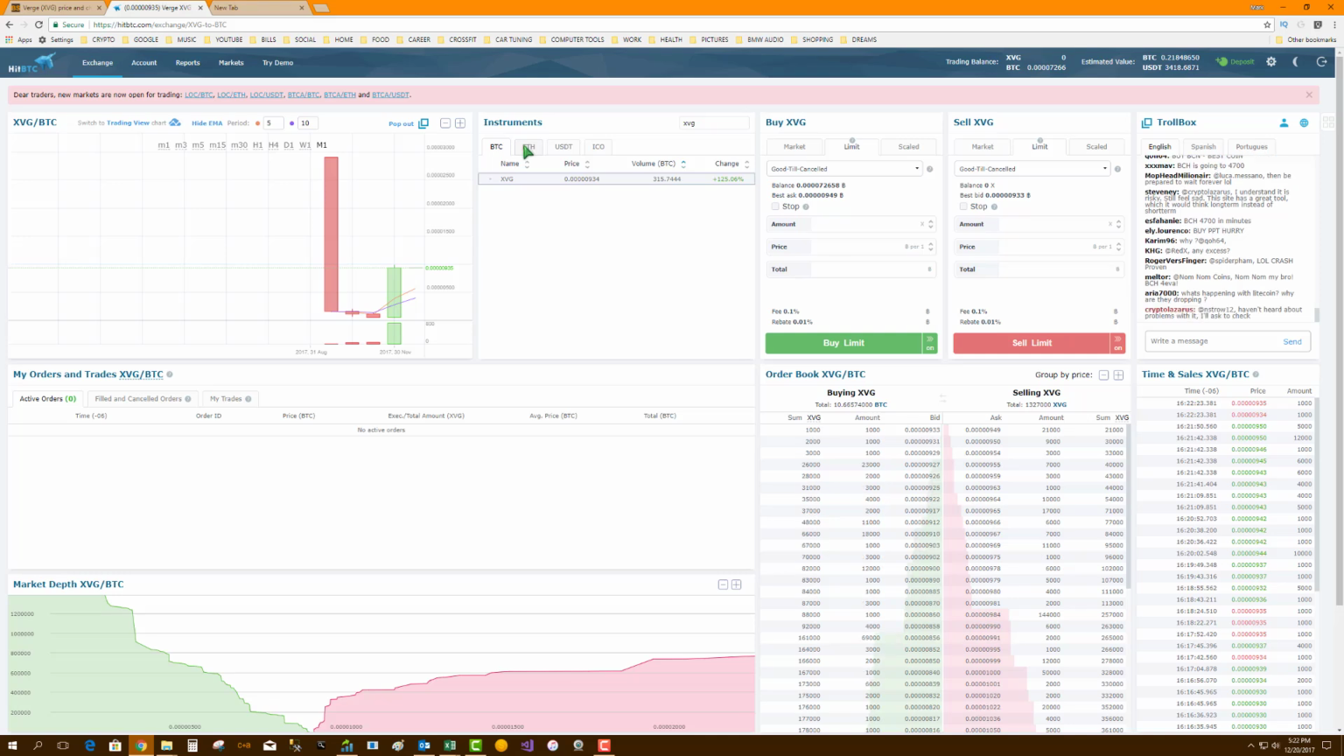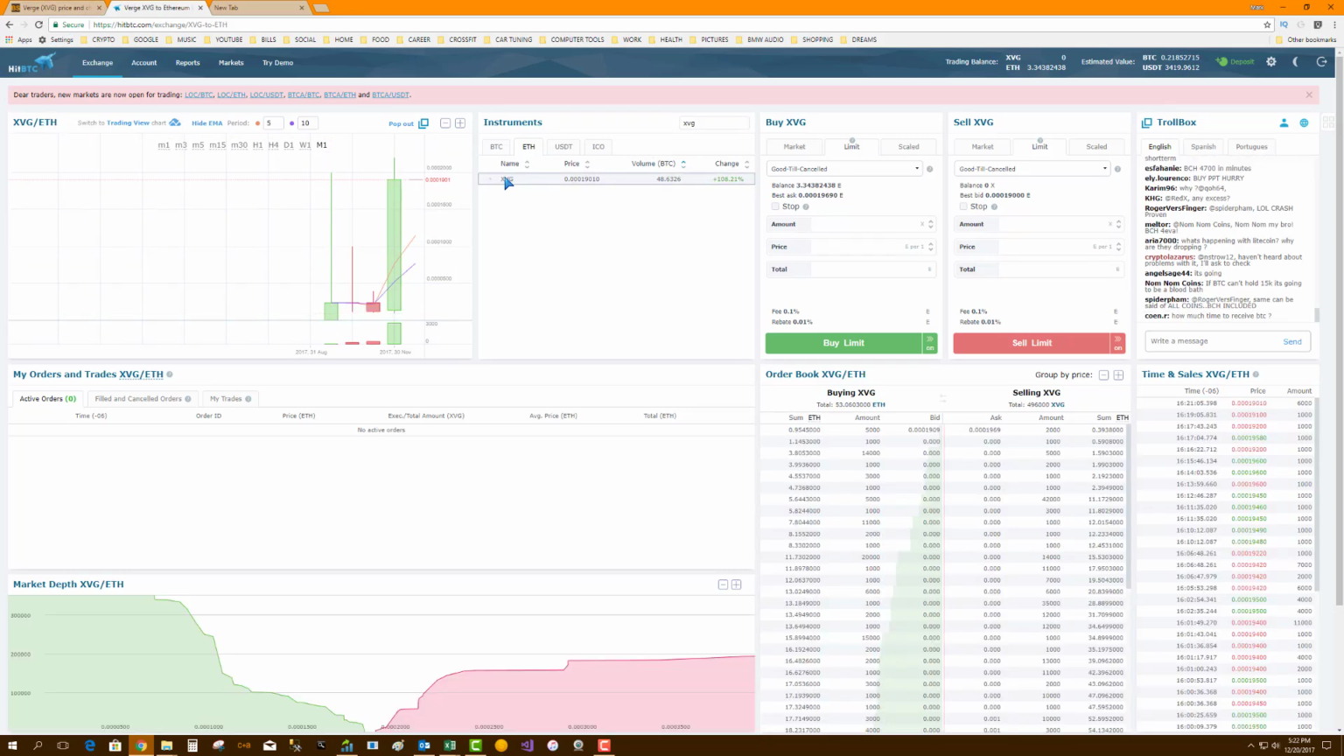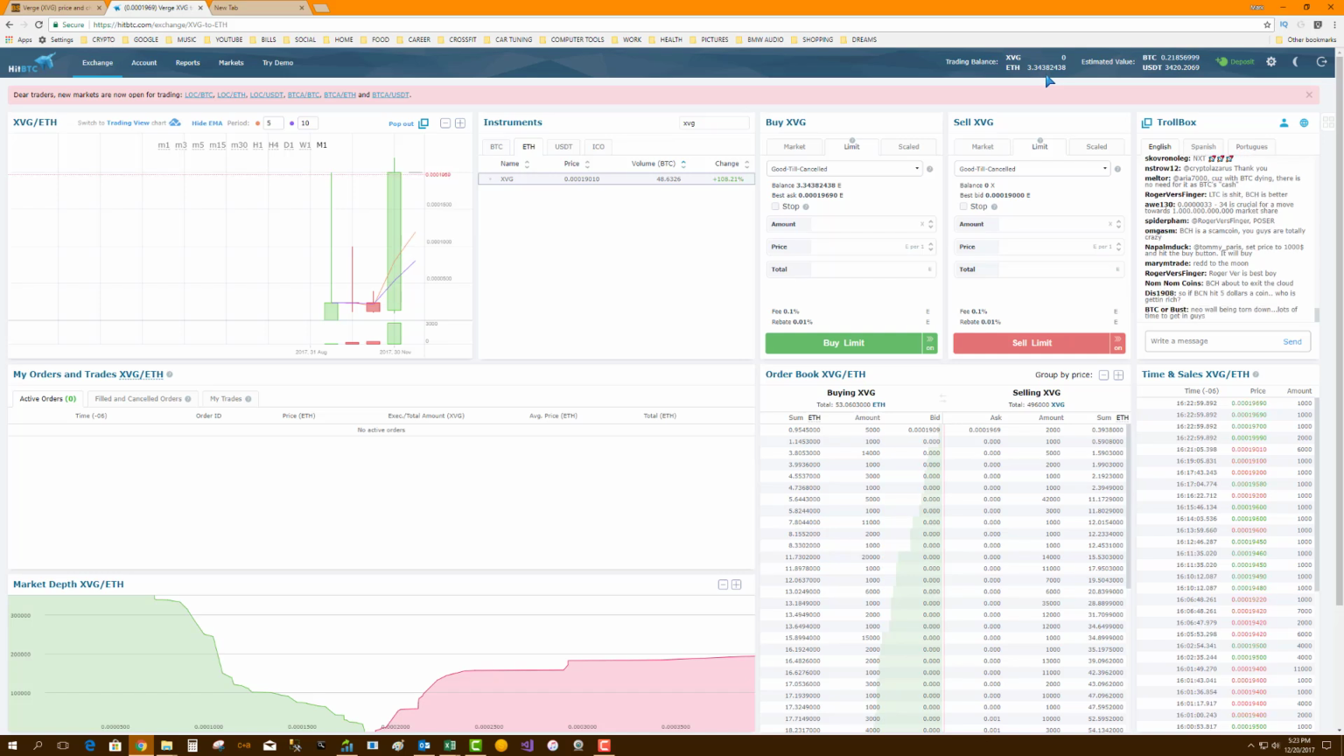So something important here. You can also click on the Ether tab, and what you'll notice is XVG, you can buy it with Ether as well. I click on that, it loads the XVG to Ether up. So what is that saying? That is saying that if I wanted to buy XVG right now, I would buy it using Ether. So I'm trading Ether for XVG. And right now I got 3.34 Ether in my wallet.